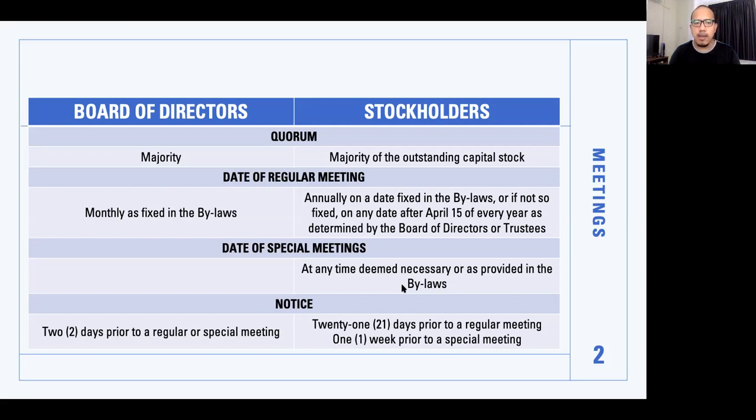Next, date of the regular meeting. Ang board of directors, monthly yan as fixed by the bylaws. So, meron sa bylaws nakalagay lang kung kailan ba ikakandak yung monthly na regular board meeting ng directors. While stockholders, hindi monthly. Napaka-costly kung monthly mo gagawin ang stockholders meeting. Annual ito. Annual on a date fixed in the bylaws or if not so fixed, on any date after April 15 of every year as determined by the Board of Directors or Board of Trustees.